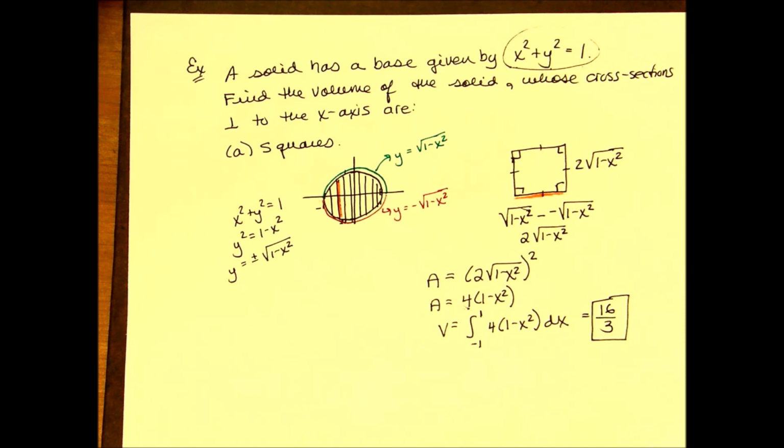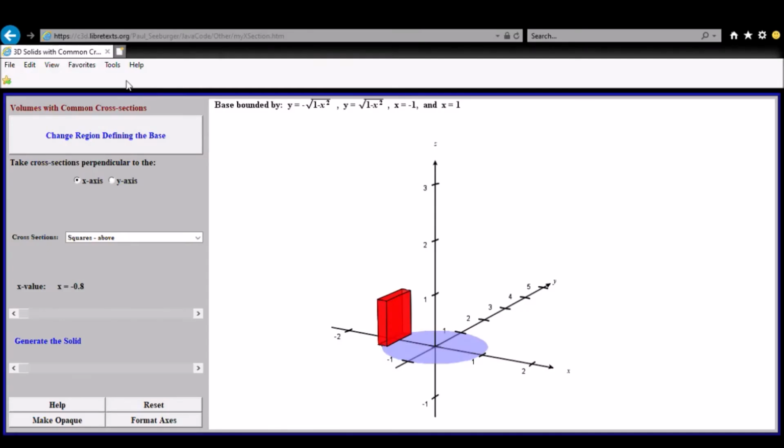Before we go on, let's take a look at what this solid looks like, just for fun. So there's my base of a circle and one of those squares, and some more squares. And if I generate the entire solid, it'll look something like that.